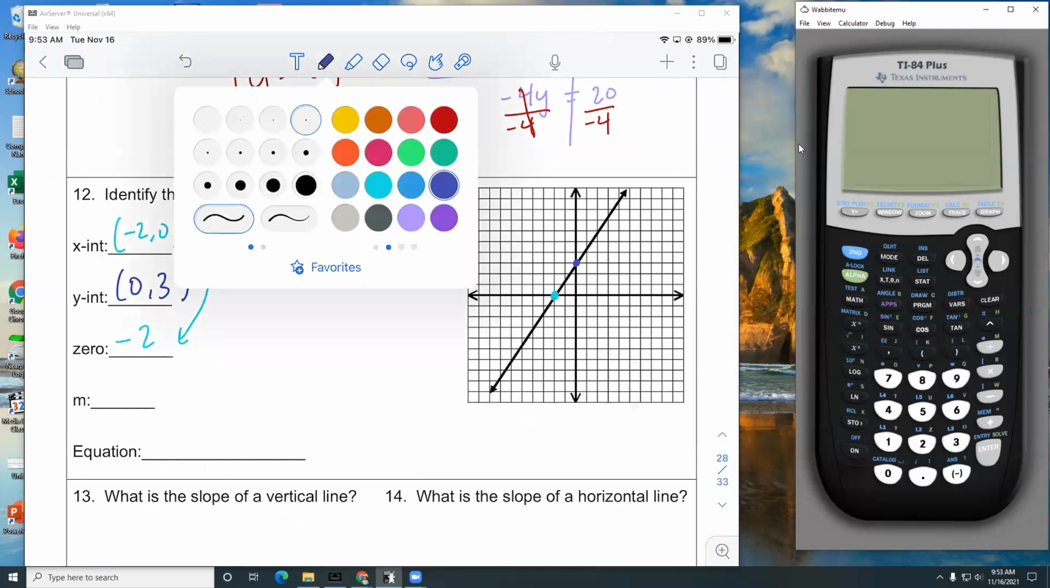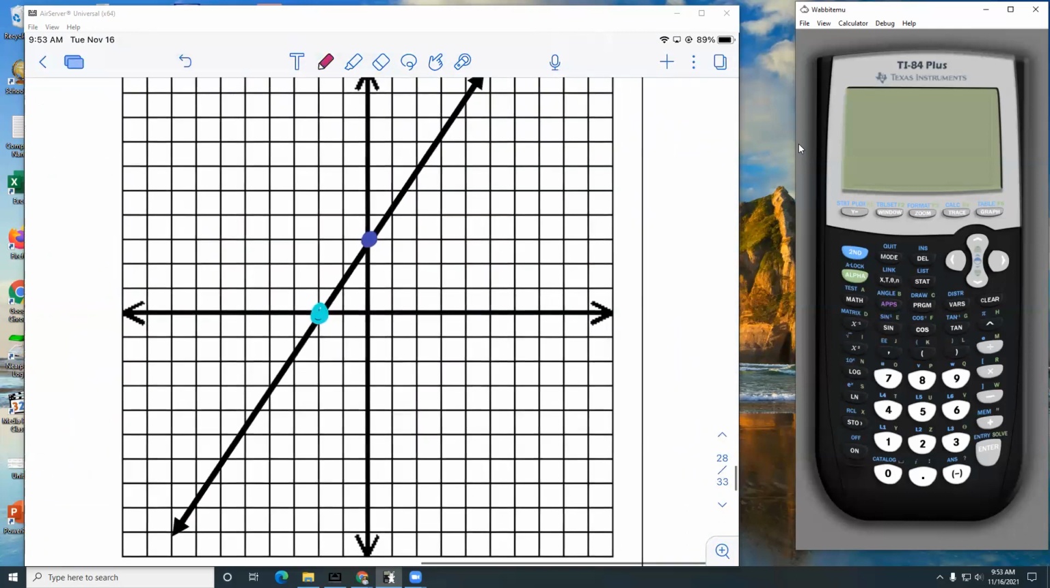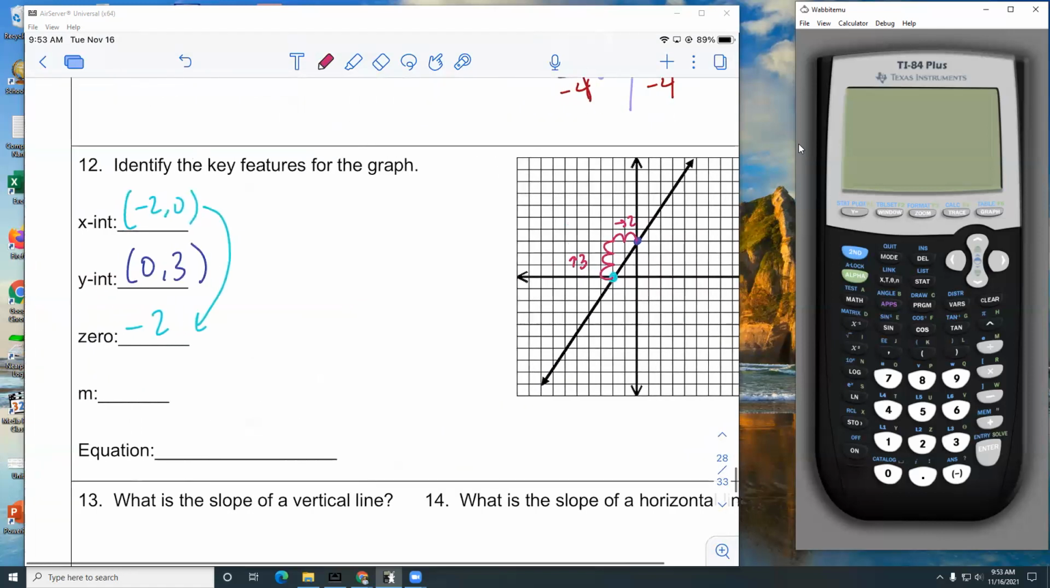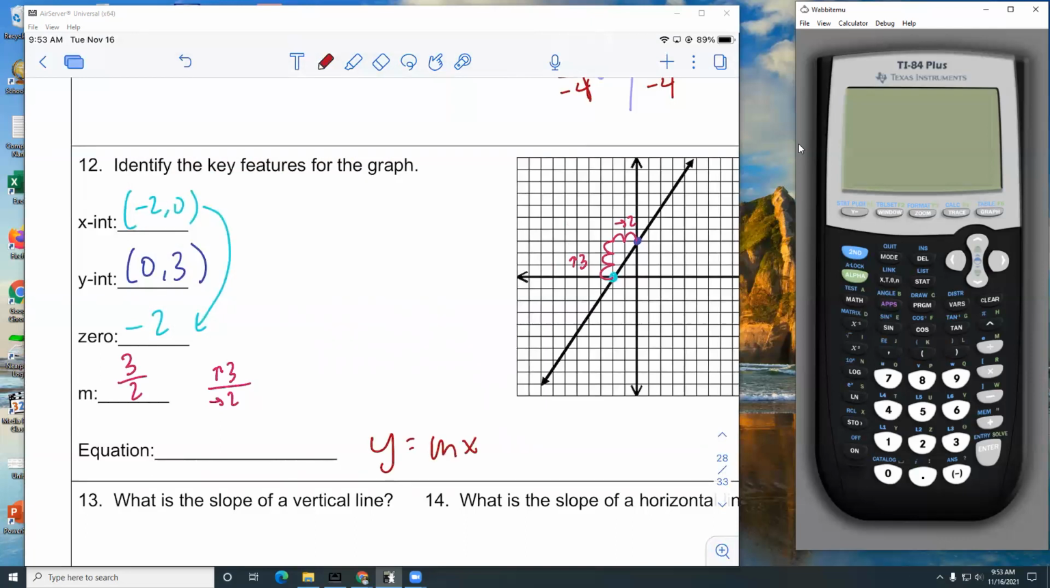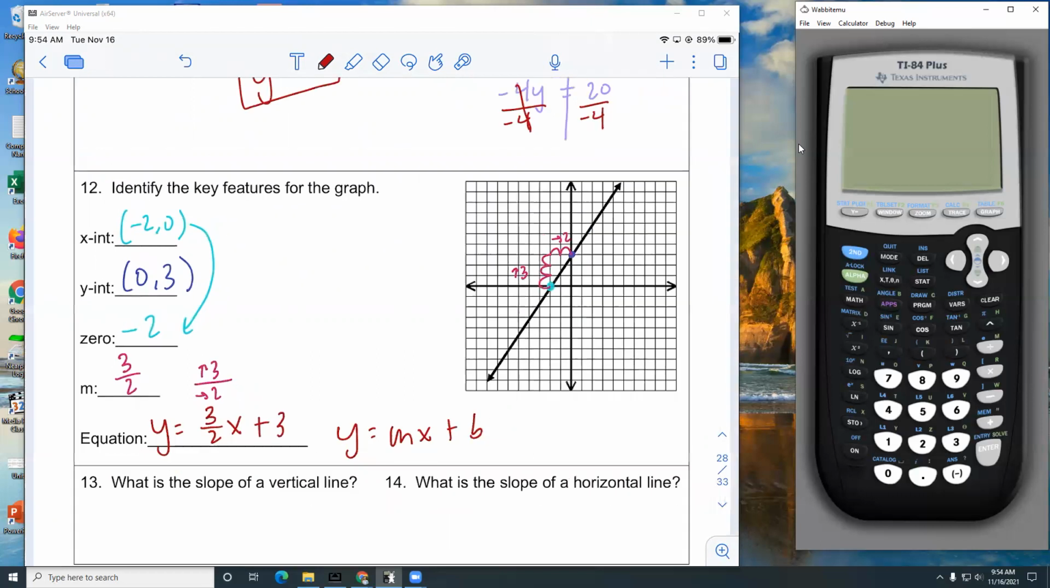M is my slope. So to find the slope, I'm going to do rise over run using my x and y intercepts. I count up 1, 2, 3. I went up 3 and right 2. So up 3, right 2 is my slope, 3 over 2. So now I'm writing my equation, y equals mx plus b, where m is my slope and b is my y-intercept. I get y equals 3 over 2 x plus 3.